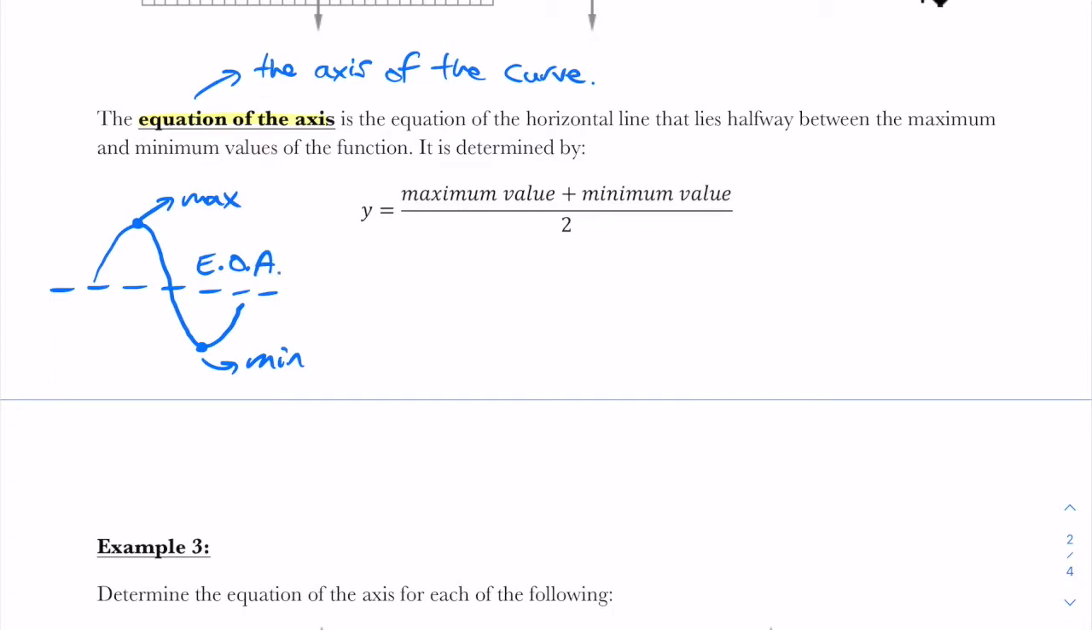Now think about this quantitatively. If you're trying to find a formula for it, it literally lies halfway between the maximum and the minimum. So the way we find it is by taking an average. And the formula is shown here. Y equals the maximum value plus the minimum value divided by 2. So you're literally taking an average between the max and the min. And we're writing this as y equals because anytime you write the equation of a horizontal line, it's always y equals a number. So let's practice this in the next example.